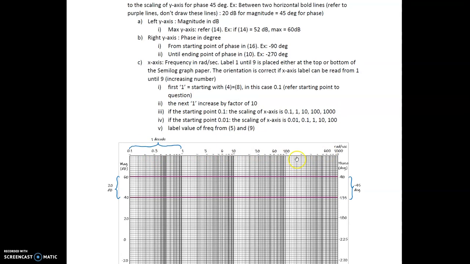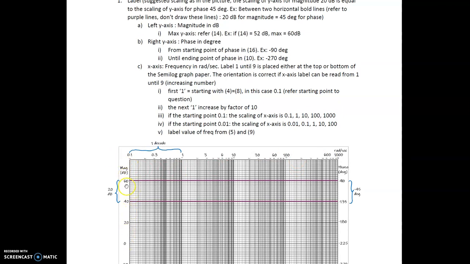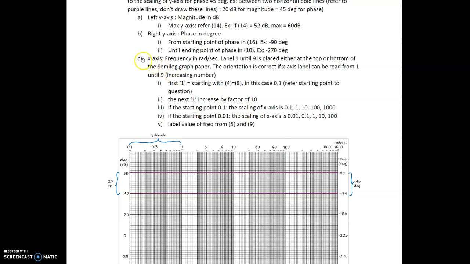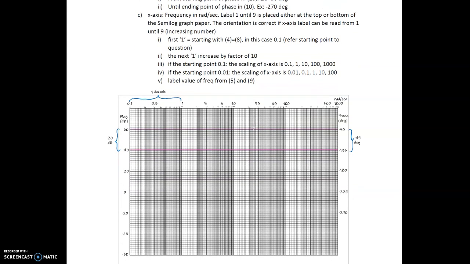So complete the label of the y-axis that covers the starting point for magnitude. Label the right axis that covers the starting and ending point for phase, and also label the x-axis based on the starting point required in the question, either 0.1 or 0.01, and label all frequencies from 5 for magnitude and all frequencies from 9 for the phase plot. So that's it for labeling the semi-log graph paper. We continue in the next video. Thank you.